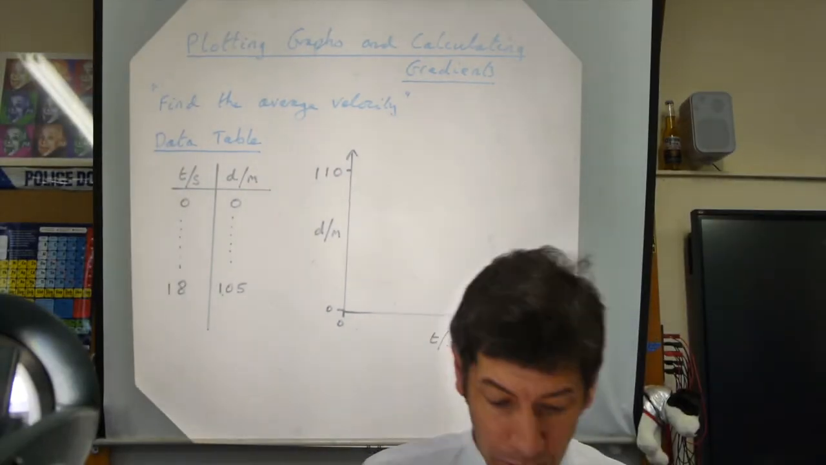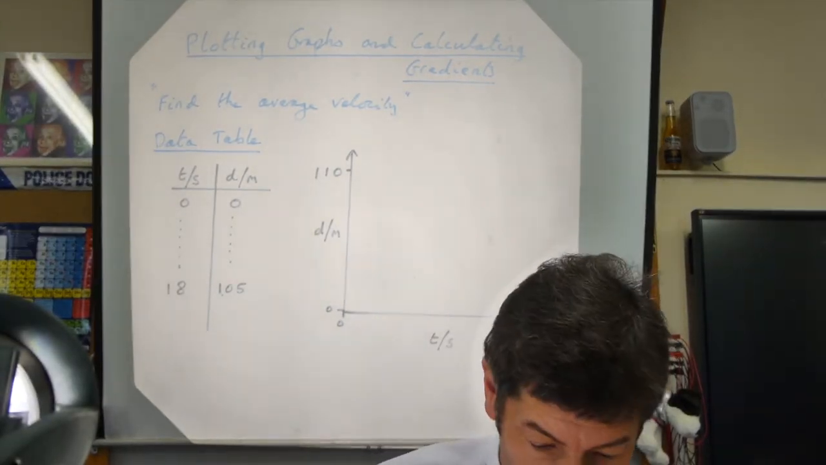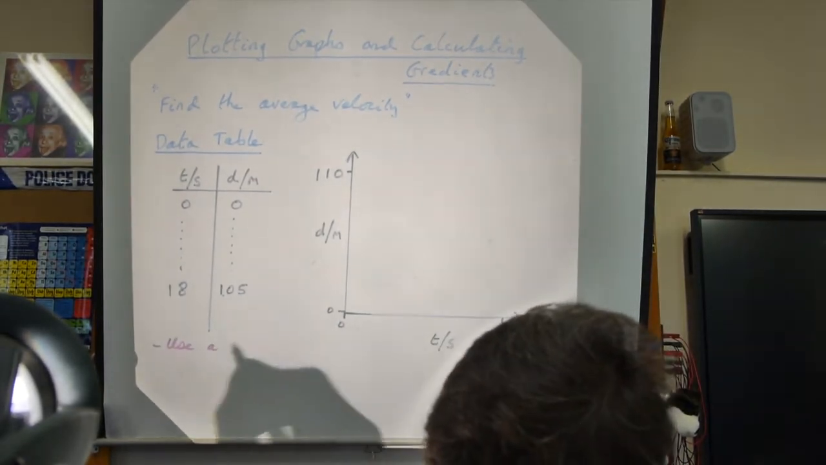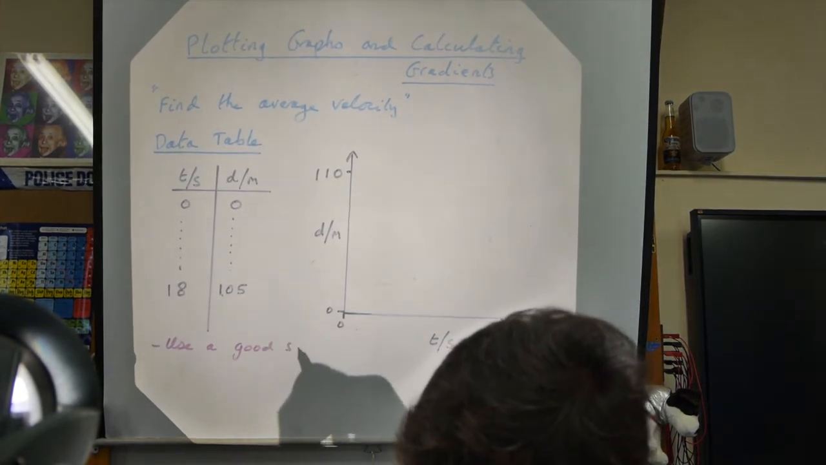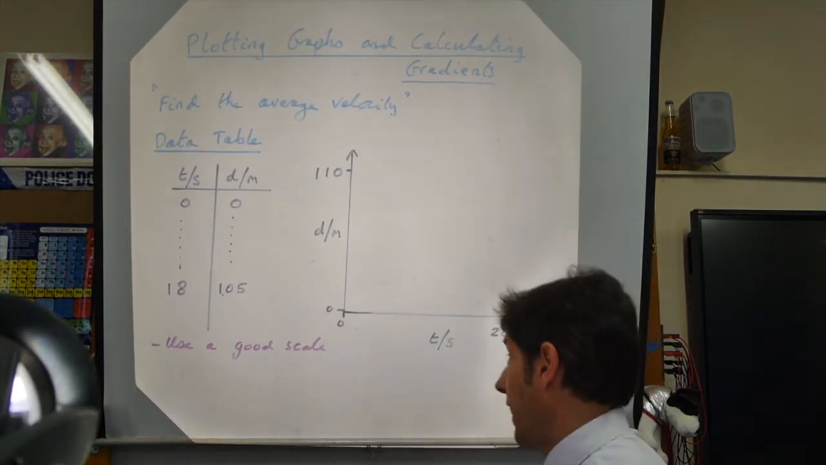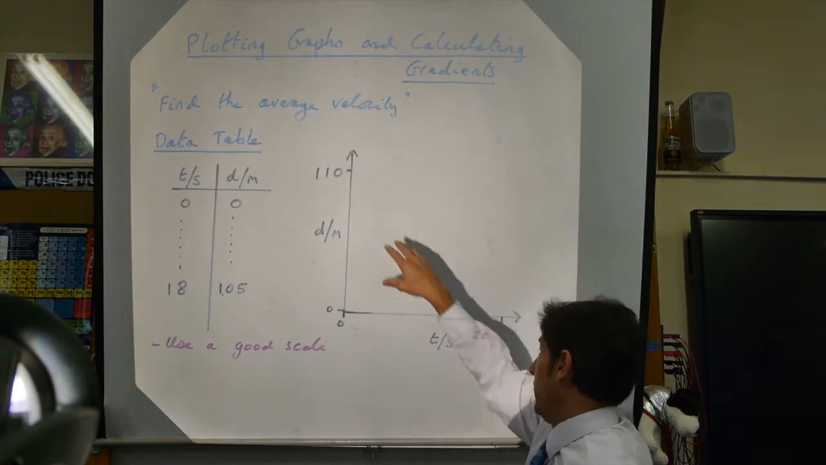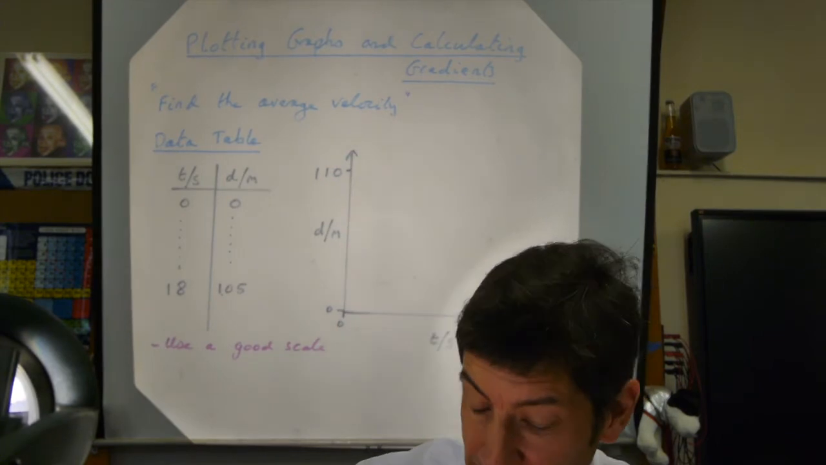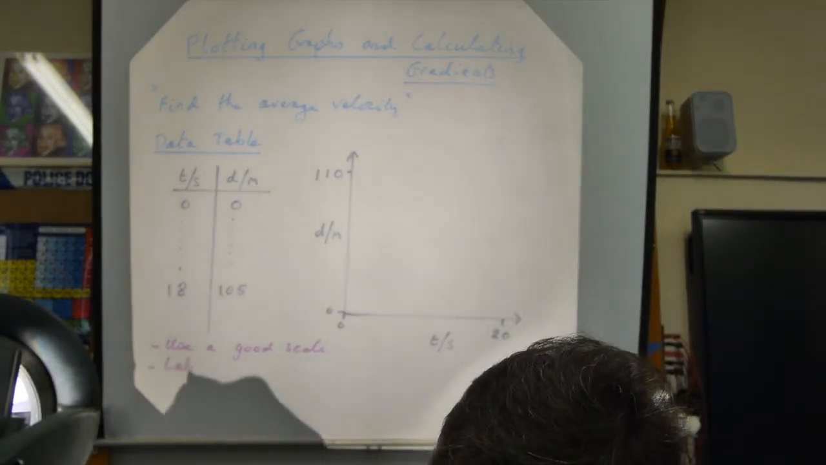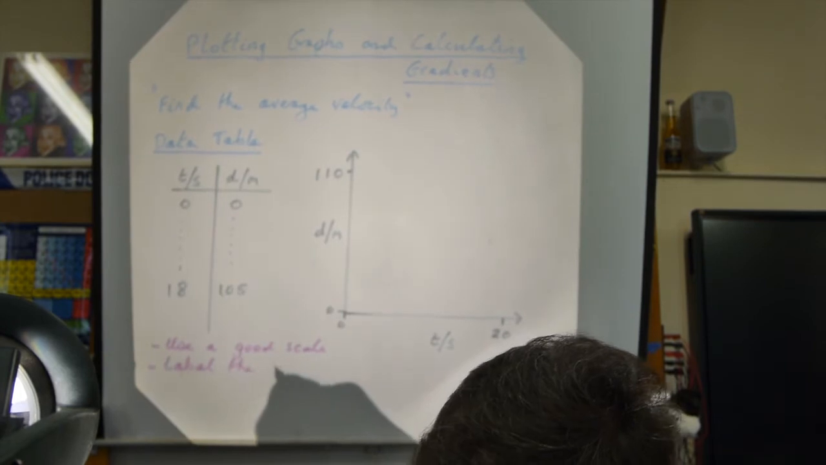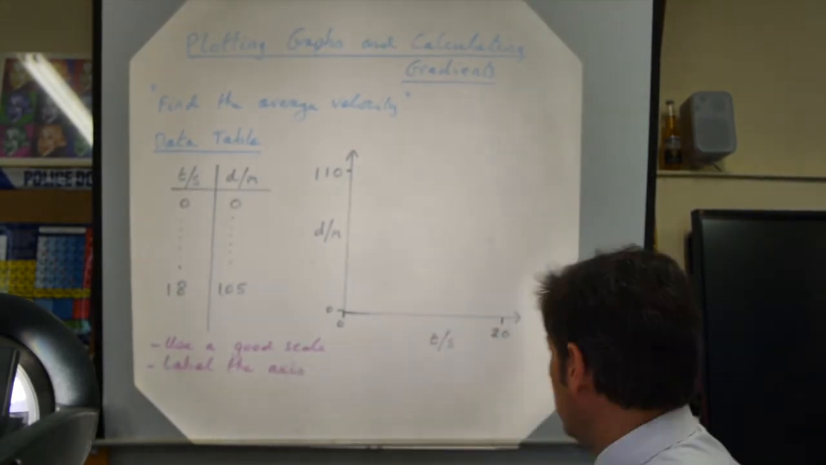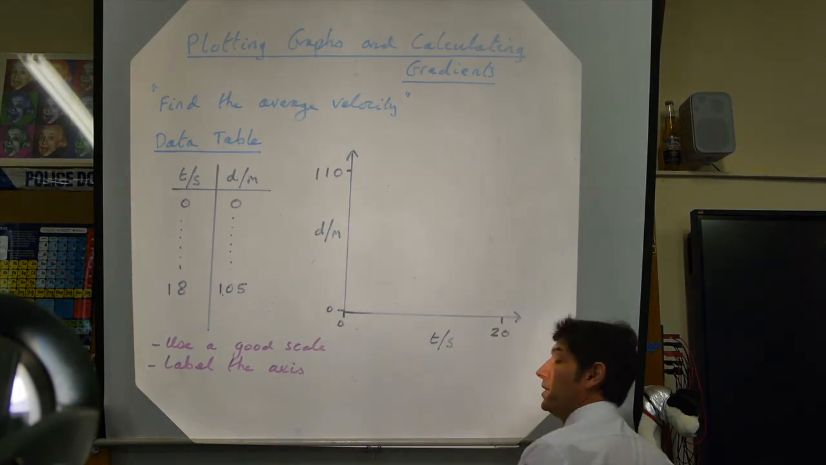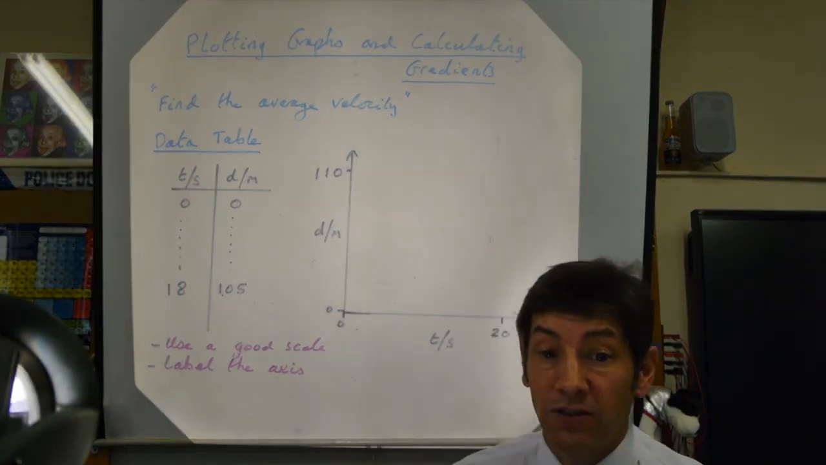So let's quickly recap on what we've talked about so far. The first thing I said was use a good scale on your graph. So go up evenly to a number that's slightly bigger than the ones you've got. We talked about labeling the axes. Bit of a problem there, I never quite know what the plural of axes is. Anyway, label them with the correct measurement and the unit.